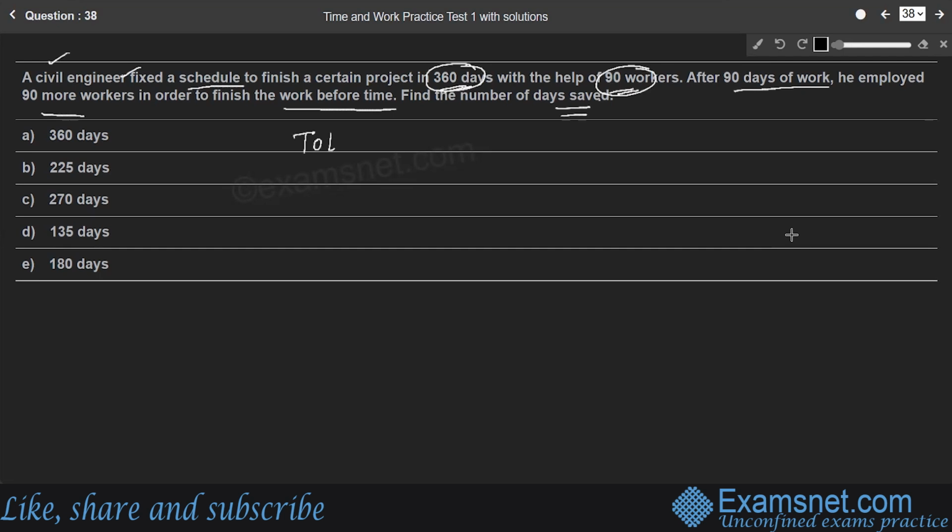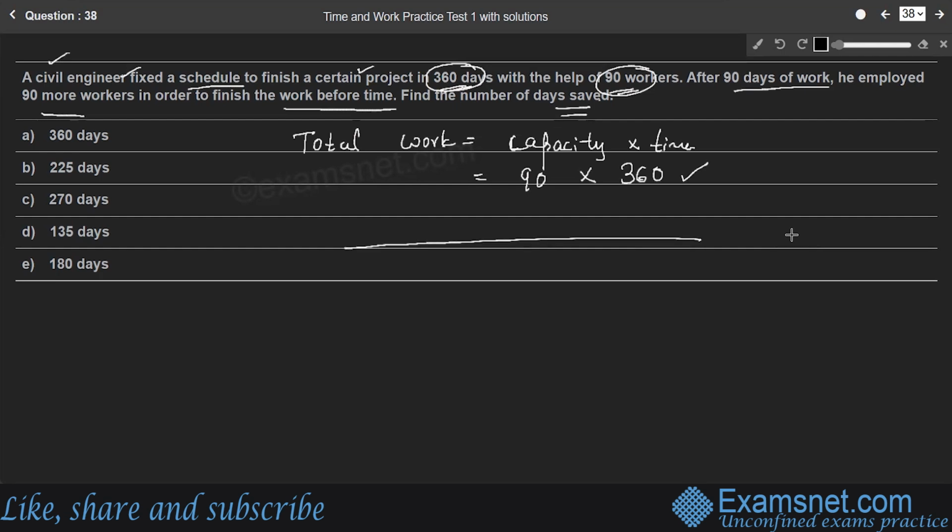Here his plan was to complete the total work, which is efficiency or capacity into time. Here capacity is nothing but the number of workers working. So he hired 90 workers. Capacity is 90. His plan was to complete the project in 360 days. Here time is 360. This is the total project, that means total work. But after 90 days, in the first part of the work, 90 workers work for the first 90 days.